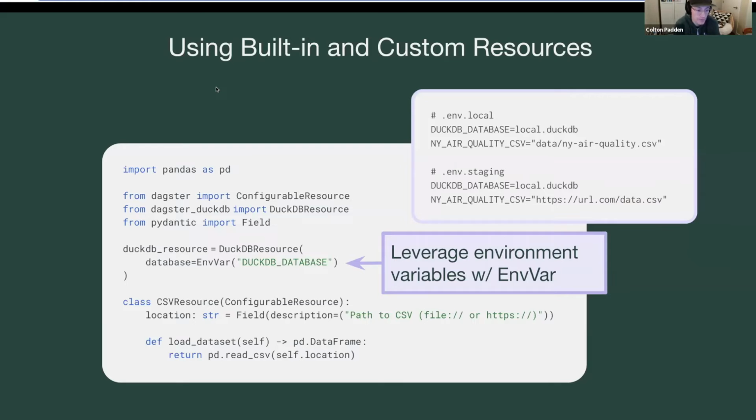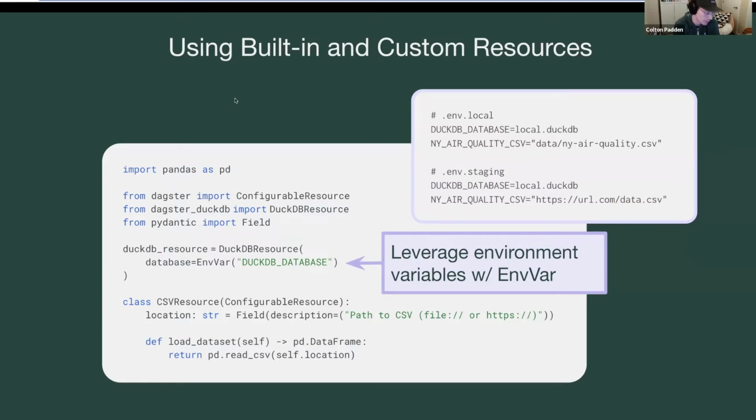All right, let's dive into the code. I'm also going to be showing the code for the demo portion, but I wanted to kind of walk through it first. So here's how we use and define resources. We're going to use the DuckDB resource that's provided by the Dagster DuckDB integration. So that one's already written for us. So we're defining an instance there, and we're passing in this DuckDB database environment variable to the database parameter.